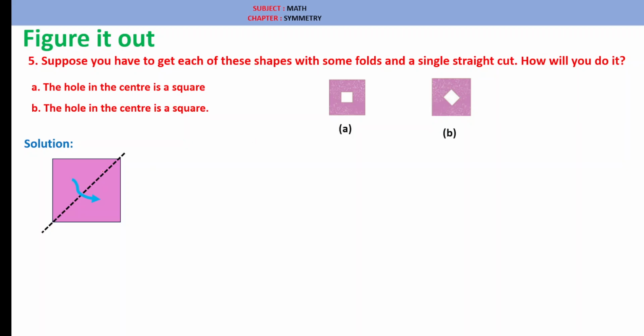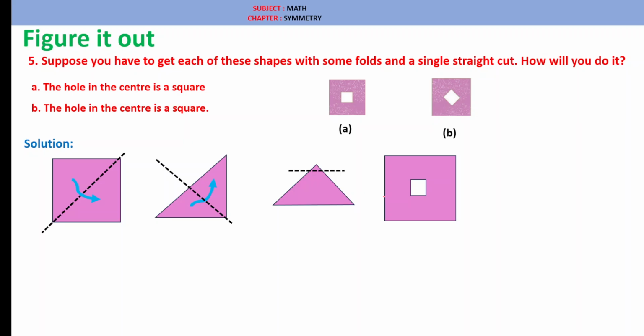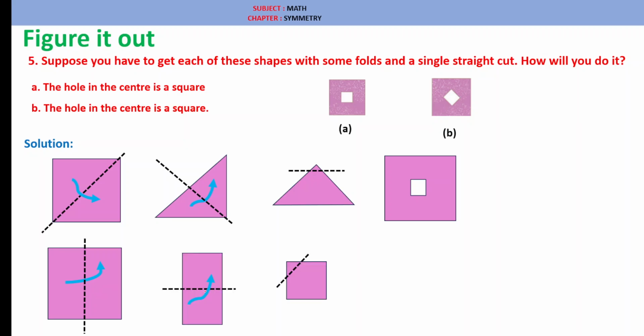First step, fold here diagonally, then refold it as shown in the figure. Then you cut on top of this one, a small corner kind of cut. Then once you unfold it, you are going to get a square figure. Similarly, to get the second figure, B figure, first you fold it vertically, then fold it horizontally, then cut at the corner. So then you are going to get this figure as shown.